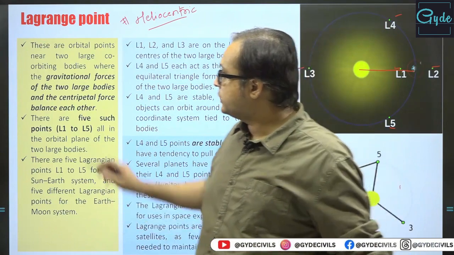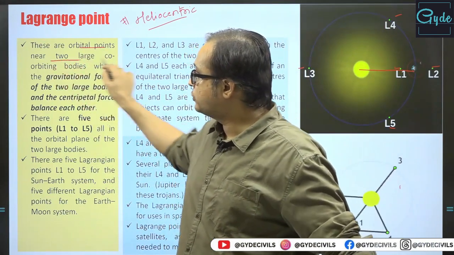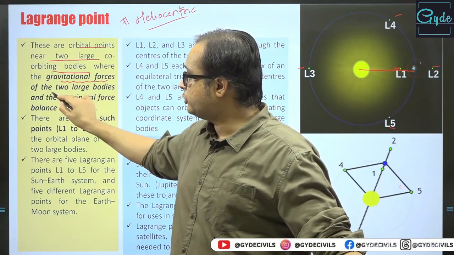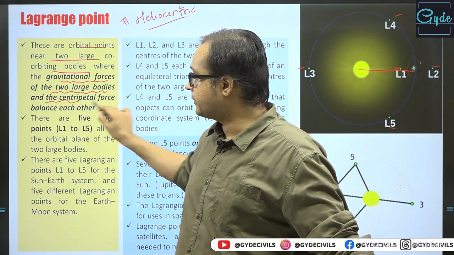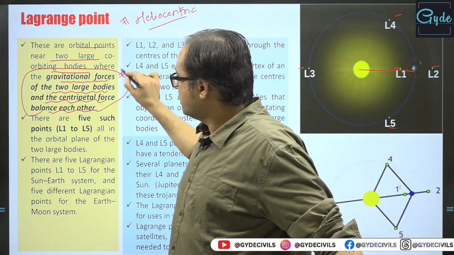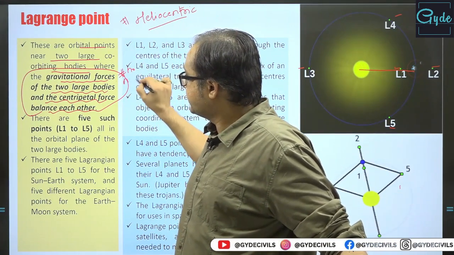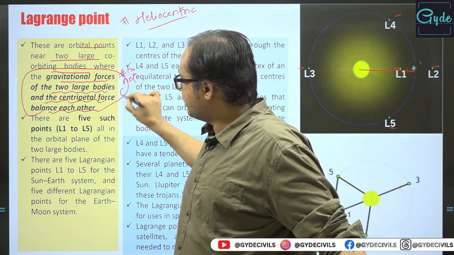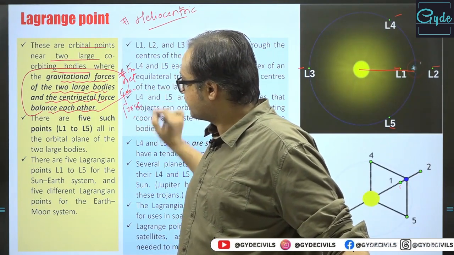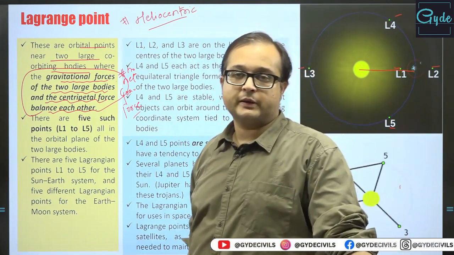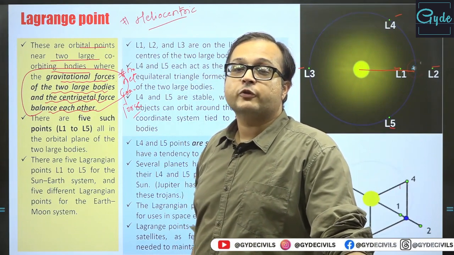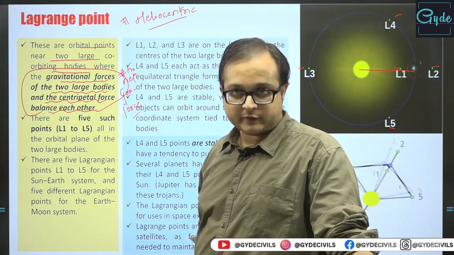So these are orbital points near large co-orbiting bodies where the gravitational forces of the two large bodies and the centripetal force balance each other. That means there is no net gravitational force being applied. That's why such objects do not remain under the influence of the gravitational force of either of the two between which they are placed, right?